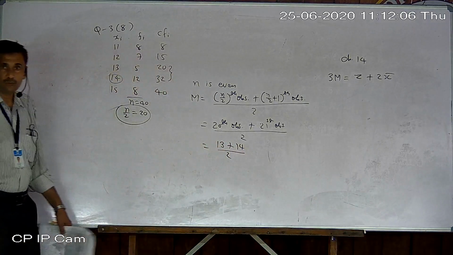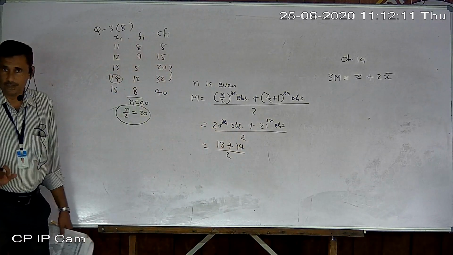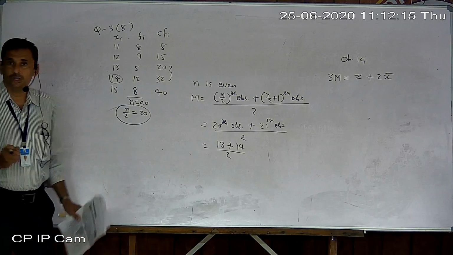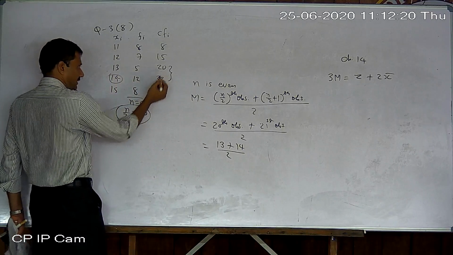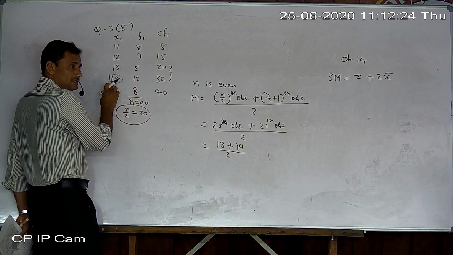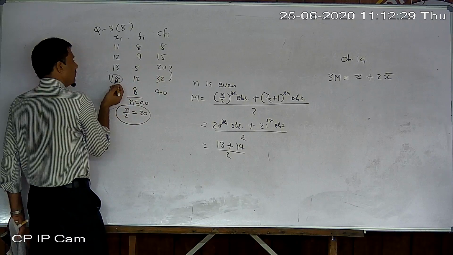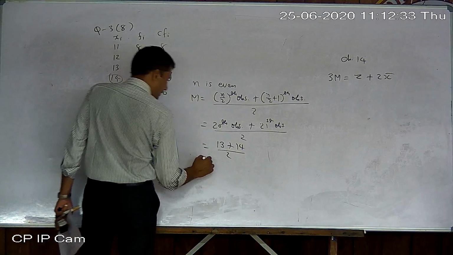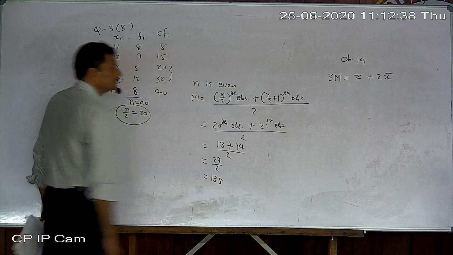Again, understand that most students total 20 and 21, then divide by 2. That is wrong. Why? 20 and 21 are sequence positions, not values. So find out the value. The 20th number is 13. Now the 21st is not actually shown here, but it is between these two numbers, so 14 is our 21st observation. Why? From 21 to 30 all are 14. Okay. So it will be 27 by 2. So 13.5 will be our answer.